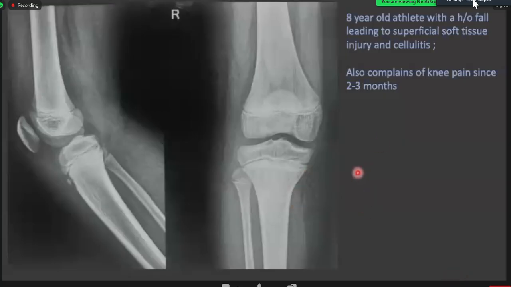So, the orthopedician actually wanted to rule out osteomyelitis because there was a lot of soft tissue swelling associated. So, the child was actually referred for an MRI.